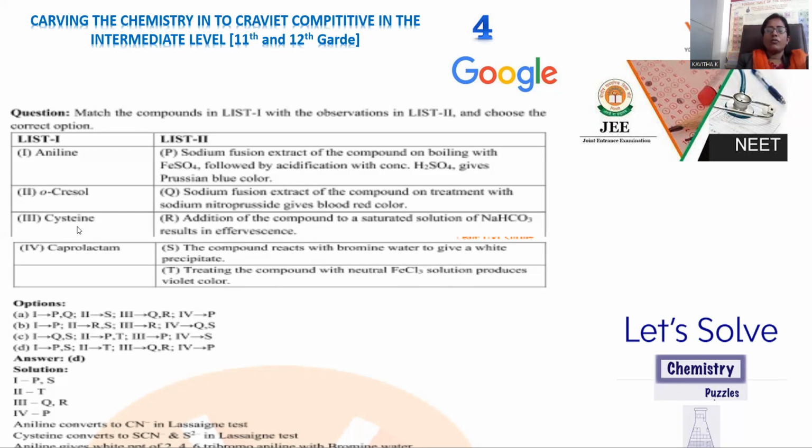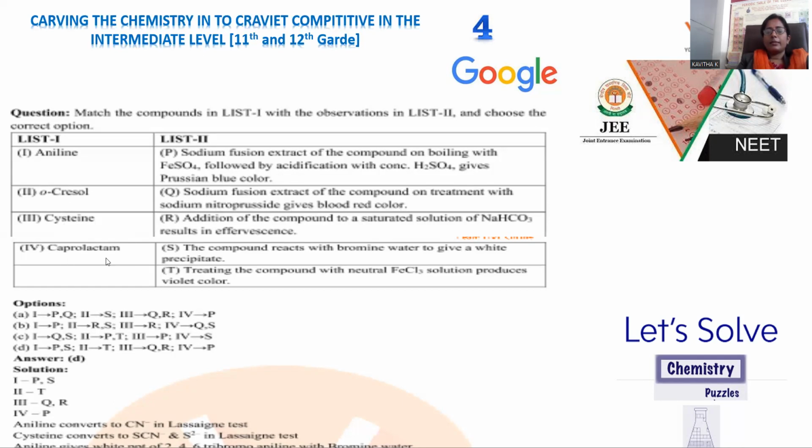Cysteine. Cysteine is an amino acid. Cysteine is the amino acid containing sulfur as an additional heteroatom. Okay, whenever this is taken into consideration, Q will be the correct answer. What does Q say? Sodium fusion extract of the compound treated with sodium nitroprusside. They are treating with sodium nitroprusside reagent. It gives the blood red color. Sodium nitroprusside is selective for the identification of sulfur. So it is giving red color, which indicates that this cysteine is a sulfur containing compound.